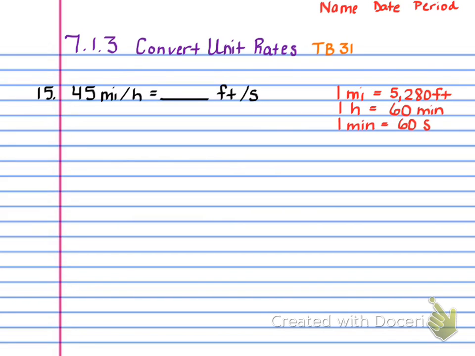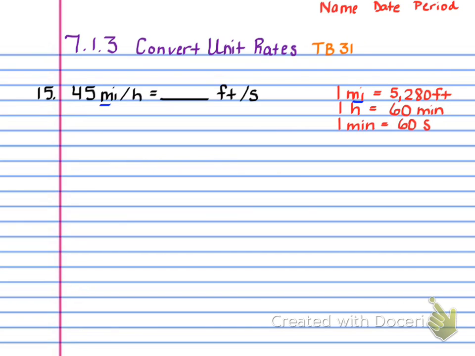Now, the reason we needed 1 hour equals 60 minutes and 1 minute equals 60 seconds is because we don't have the direct conversion between hours and seconds. Now, of course, in your head, you probably know that there are 3,600 seconds in an hour, but this is just to show you exactly how you would convert each piece.